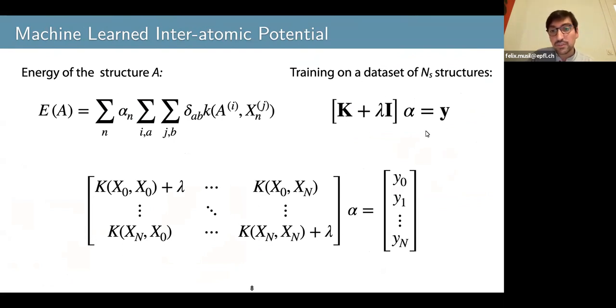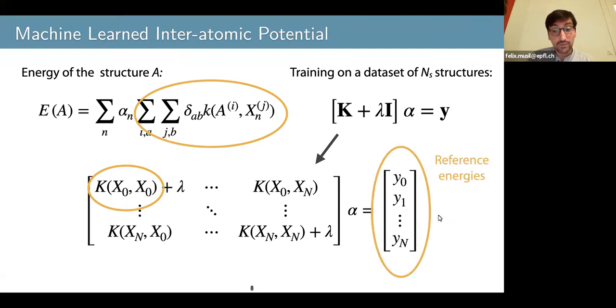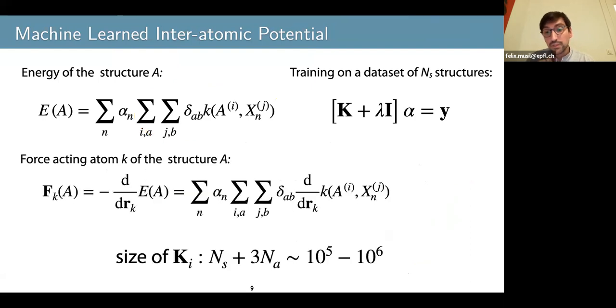We go back to this linear system of equations where the elements of the kernel matrix are this global similarity measure, with lambda the regularization parameter. In one way or another, we can solve this linear system very easily for some reference energies. Now it becomes a bit more tricky when we also want to fit on the forces. Typically, with a DFT code, we have both energy and forces for free. So this is additional information that we definitely want to use.